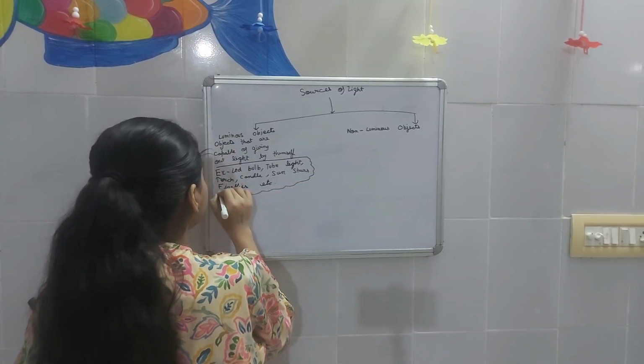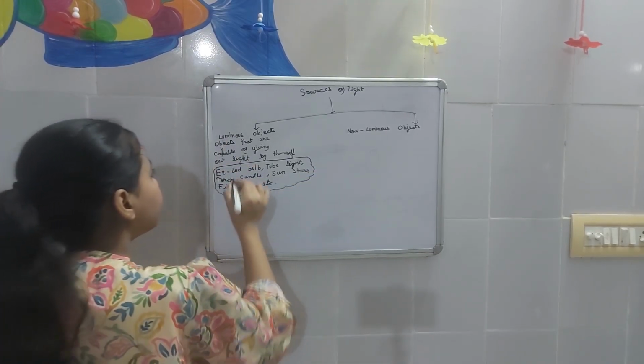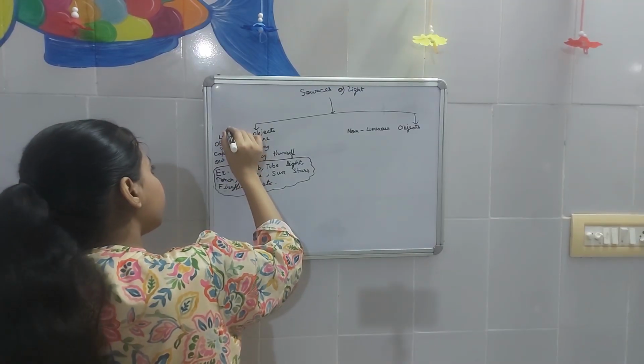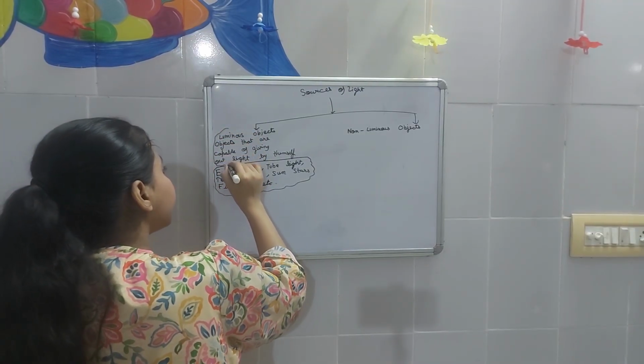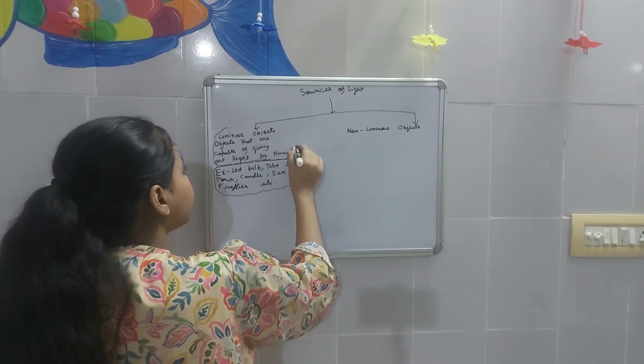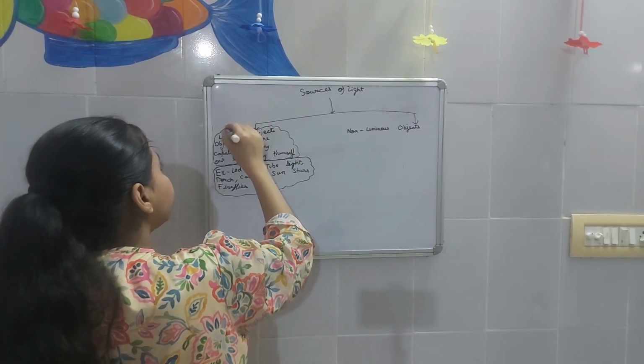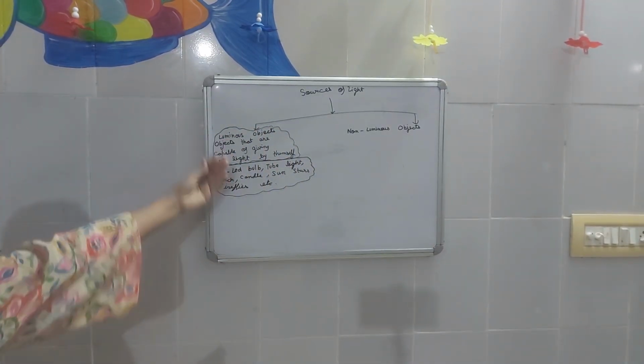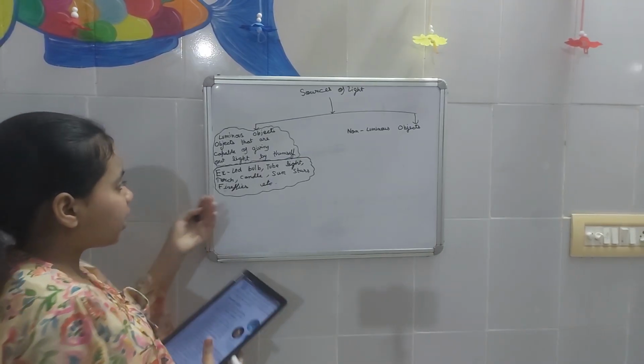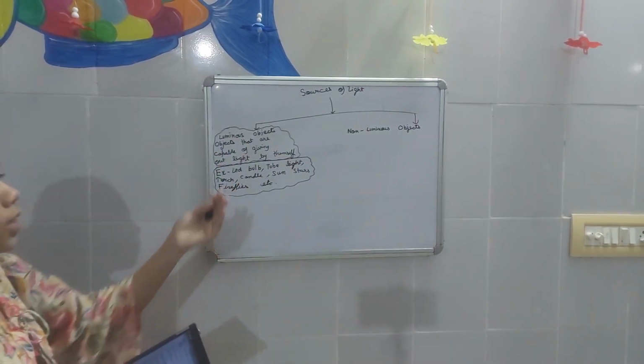So this is the definition, and these are the examples. You can make your notes like this also. You can make clouds and then you can write these.